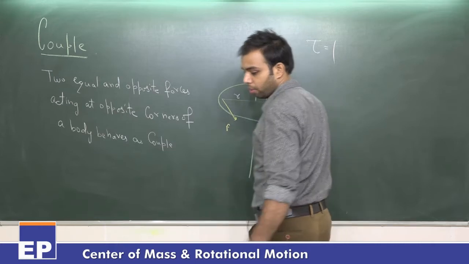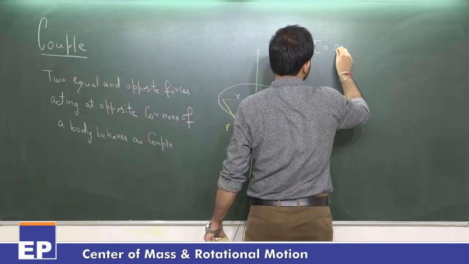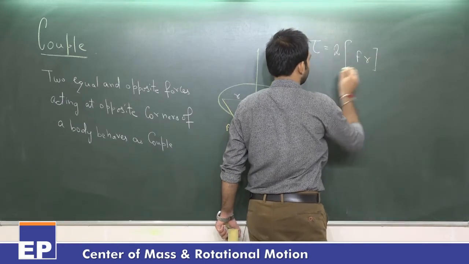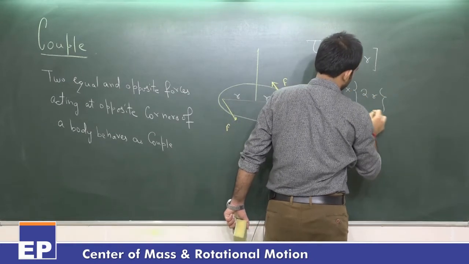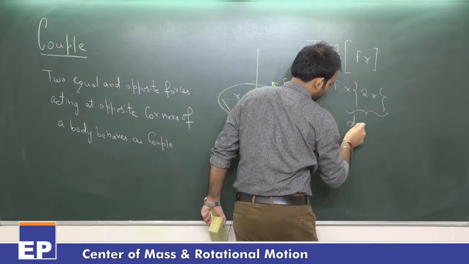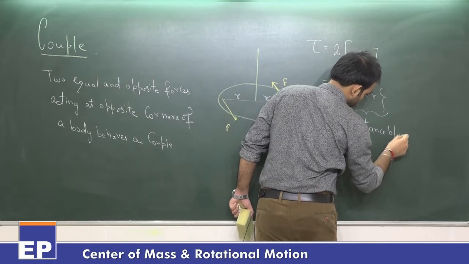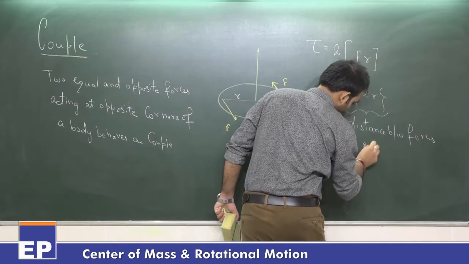The torques of both are in the same direction. If both torques are in the same direction, the total torque is 2 into the torque due to each, and due to each it is F into r. So it is force into the distance between these two, 2r. That is the distance between the forces, and the pair acts as a couple.